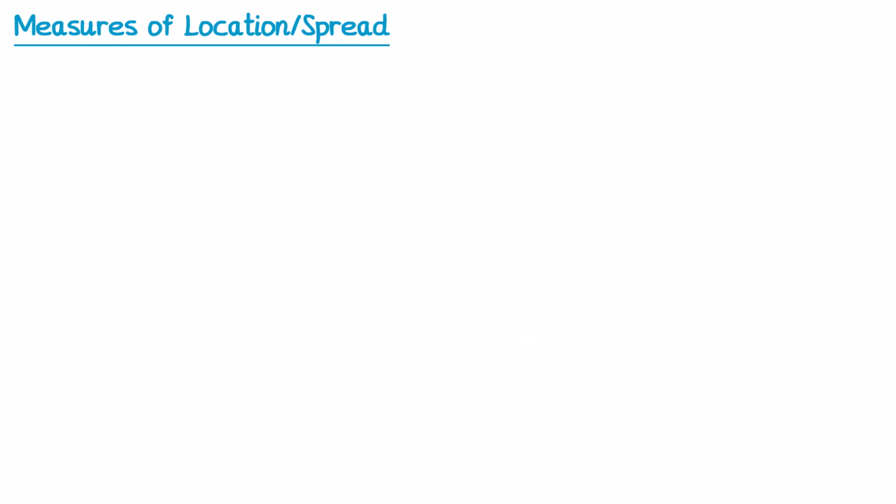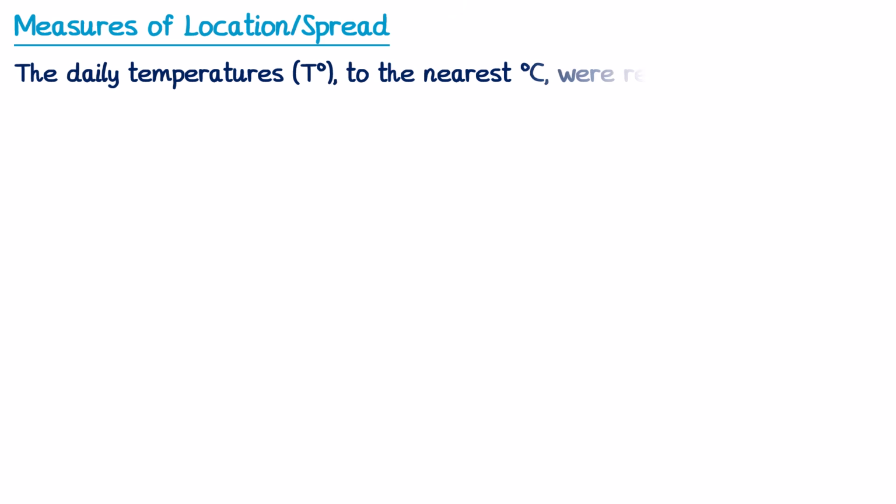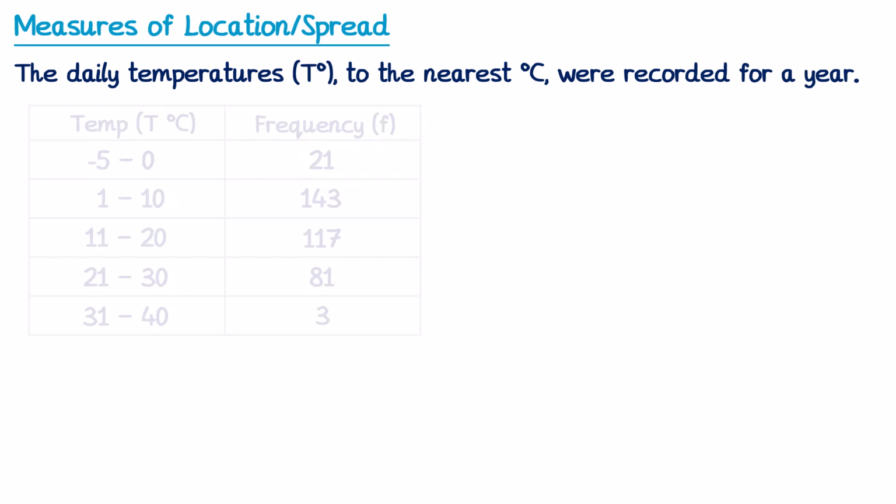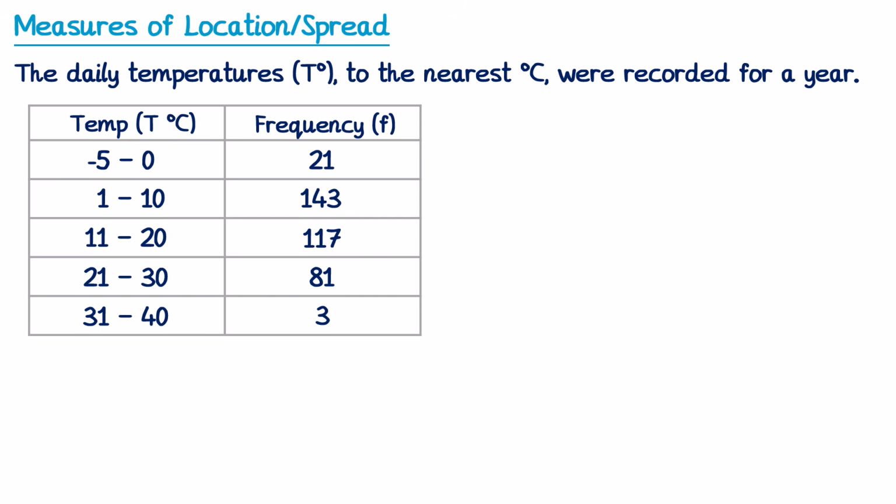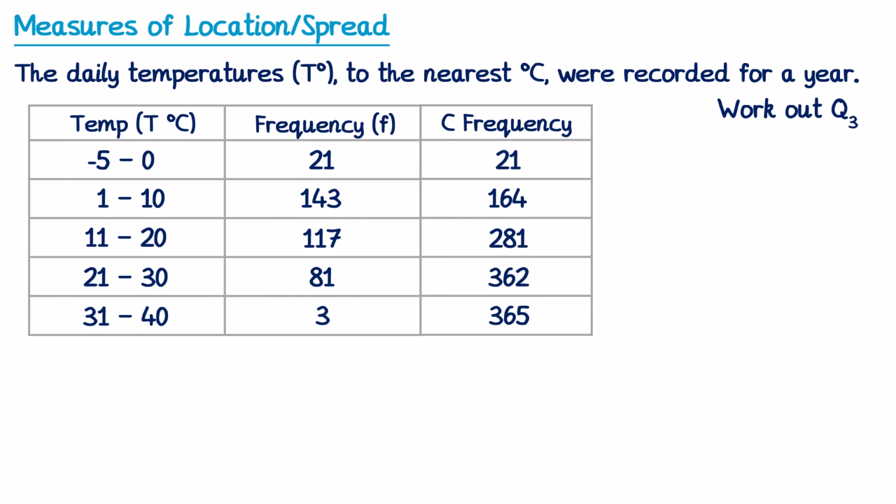Now I'm going to show you just one more question like this, because there's something you need to watch out for in this one. For this question, we have the daily temperatures to the nearest degree C, which were recorded for 1 year. And here's the information. In this question, we're just going to work out Q3, the upper quartile. So we'll add on a cumulative frequency column and fill those in, and then we'll work out the position of Q3.